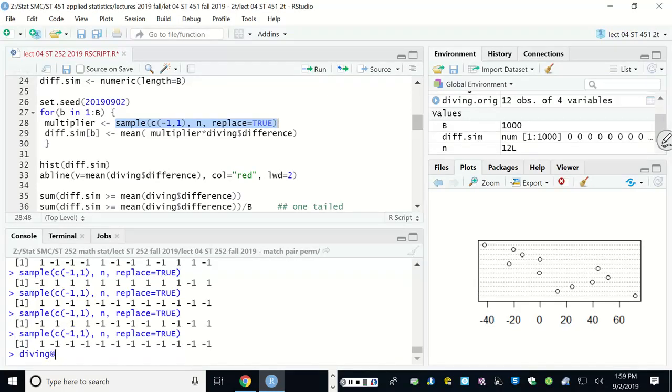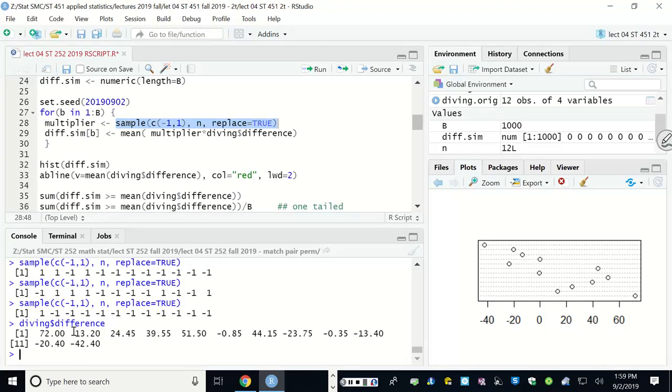Diving difference, again, dollar sign. The first one's 72. So when it's a 1, that person's going to contribute 72. Right? But when it's negative 1, it's going to contribute negative 72. It's as if that person just randomly did better on the first or second, or just happened to flip. Under the null hypothesis, no effect. It's still drawing for that same person's distribution of scores. Right? So we're going to sample that, and then take the multiplier times the diving difference.